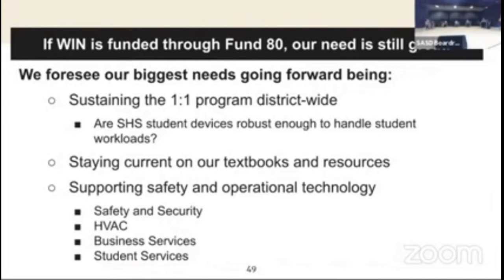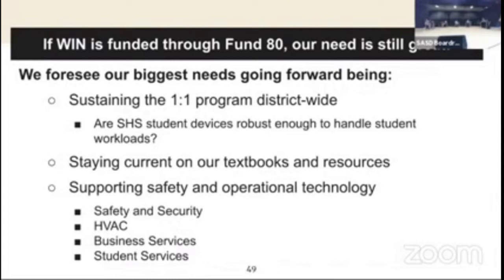So sustaining the one-to-one program district-wide as we move forward, I think one of the things we need to ask is, are the current devices our high school students work on robust enough? Right now, our high school students have Chromebooks. It may be out of our range to look at really expensive high school upgrades, but imagine if each one of our kids had a device like these MacBooks with the capacity to create and store and have multiple things. It just is so much more robust, would be super powerful.